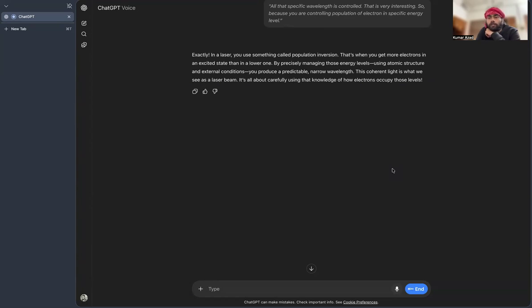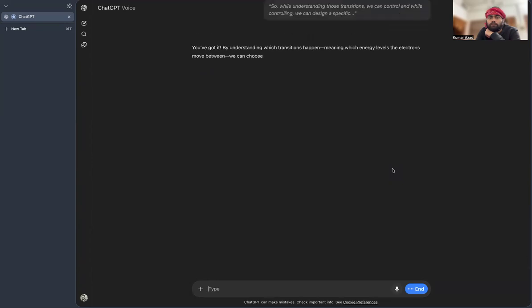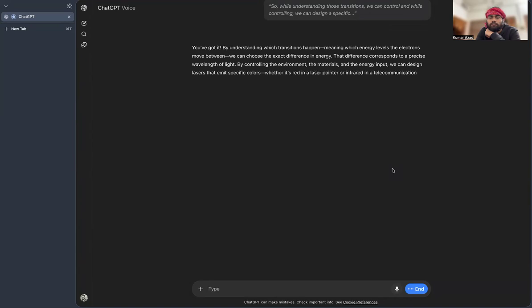Okay. So, while understanding those transitions, we can control, and while controlling, we can design a specific laser. You've got it. By understanding which transitions happen, meaning which energy levels the electrons move between, we can choose the exact difference in energy. That difference corresponds to a precise wavelength of light. By controlling the environment, the materials, and the energy input, we can design lasers that emit specific colors, whether it's red in a laser pointer or infrared in a telecommunication laser. In short, quantum control equals laser design.